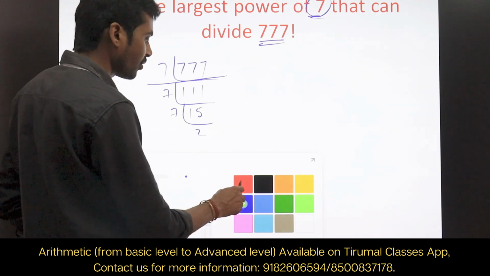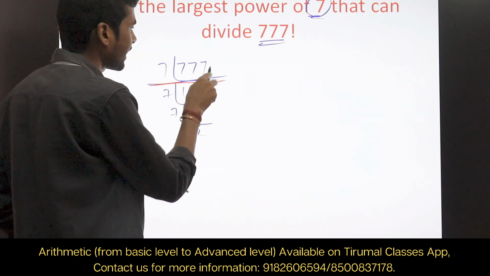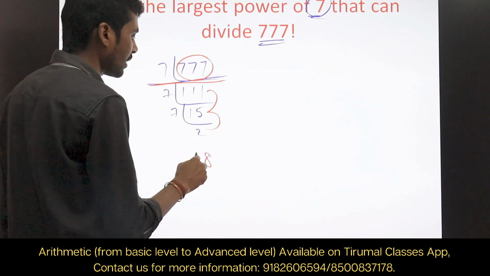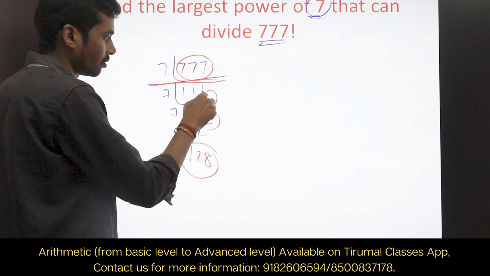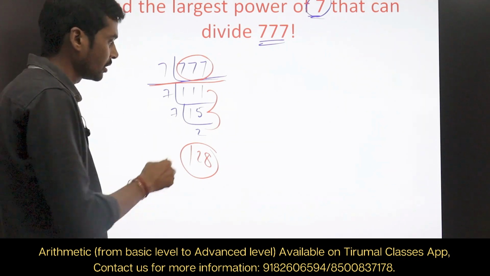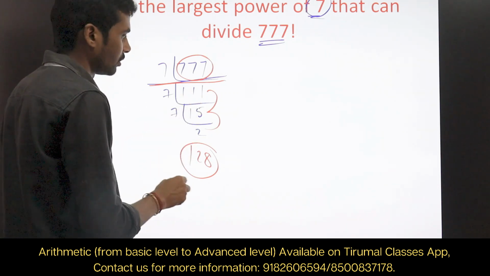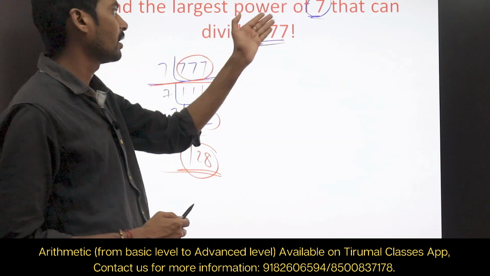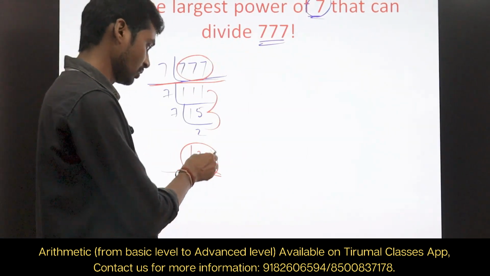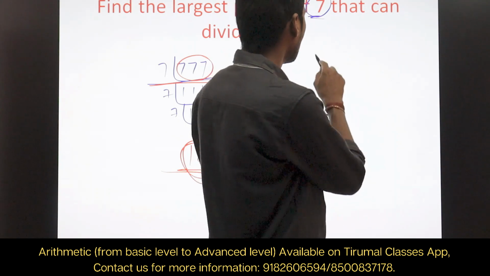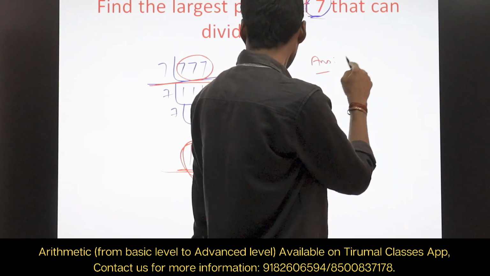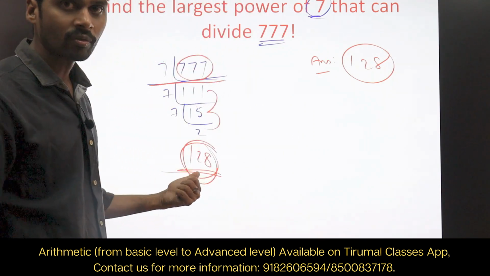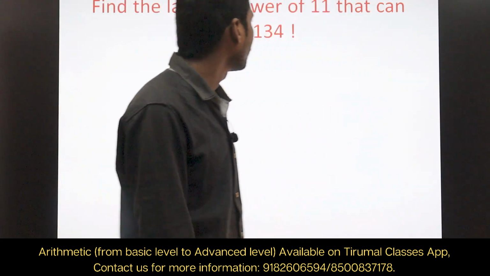Now what is your final answer? The final answer is, except for the given number, the sum of the remaining numbers. So the sum of the remaining numbers is 111 plus 15 plus 2, which is 128. So the maximum power of 7 in 777 factorial is 128. The final answer is 128. Let's look at another one.